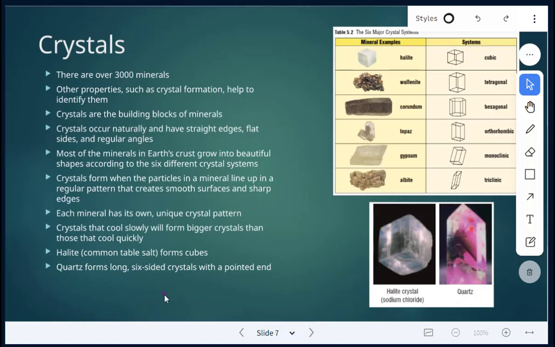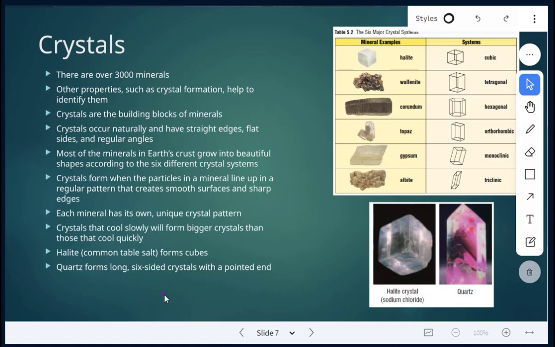Next is crystals. So this is the next property. There are over 3,000 minerals, and other properties such as crystal formation can help to identify the minerals. So crystals, they are the building blocks of minerals. They occur naturally. They have straight edges, flat sides, and regular angles.